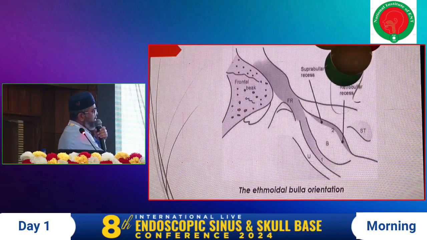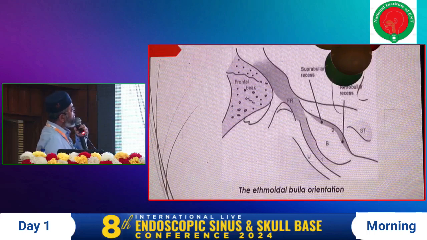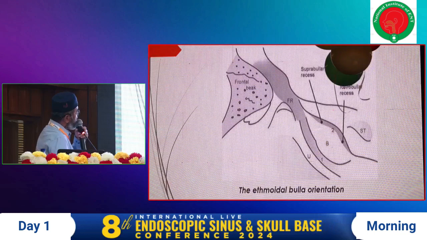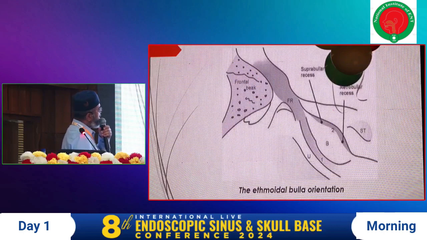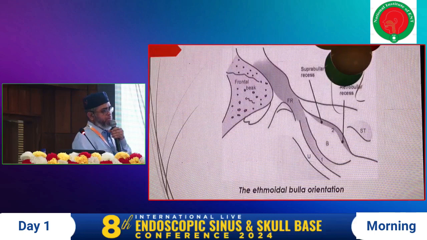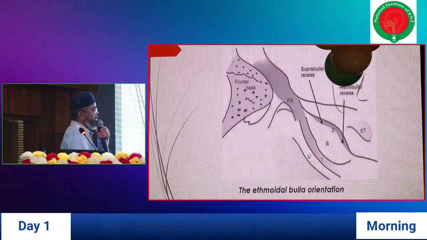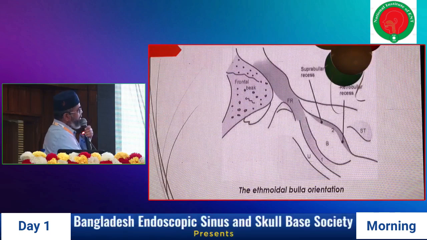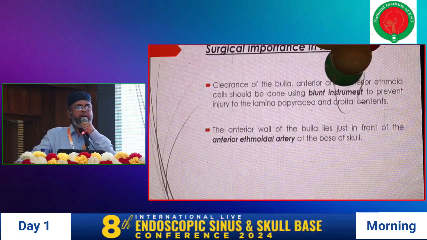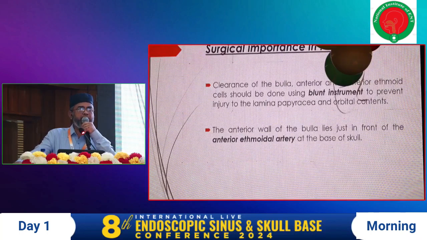And this recess enters into a semilunar cleft known as hiatus semilunaris superior, which is opposite the hiatus semilunaris inferior. That means hiatus semilunaris inferior and infundibulum, and hiatus semilunaris superior, open into the sinus lateralis. Surgical importance: clearance of the bulla, anterior and posterior ethmoid cells should be done using a blunt instrument to prevent injury to the lamina papyracea and orbital contents.